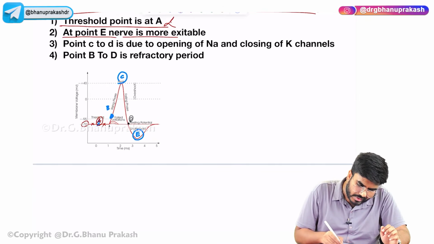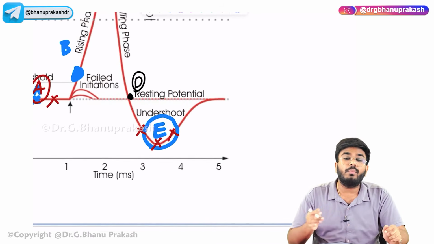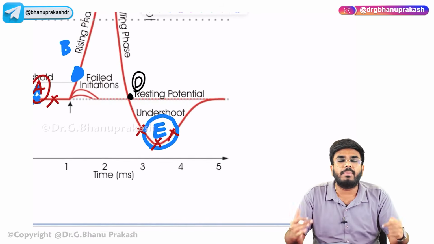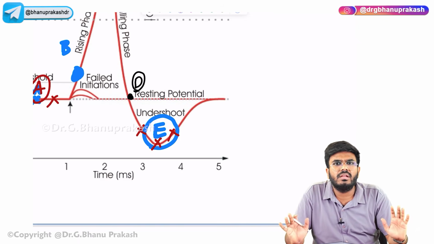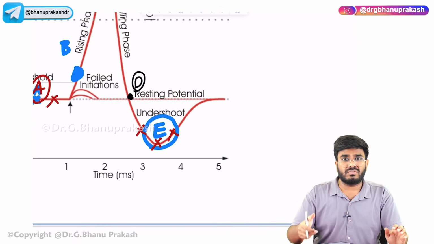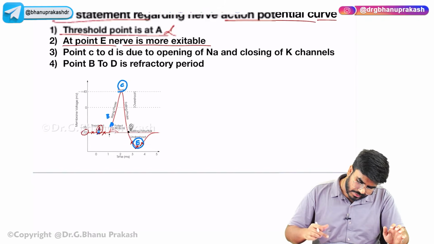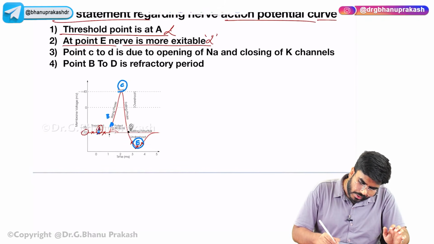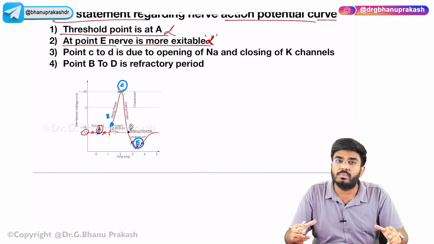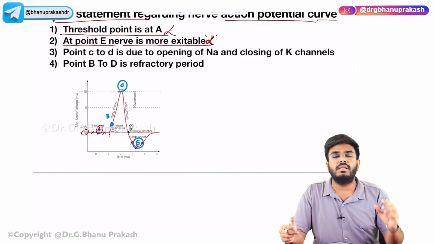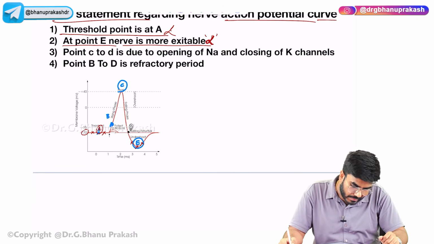At point E, nerve is more excitable. At the point E, see this area, the nerve is hyperpolarized. The part of the nerve is hyperpolarized. So nerve is not hyperexcitable. Okay, you have to give more stimulus actually. You have to give more stimulus to make the excitation. So this is the false statement because E is hyperpolarized state. Not easily excitable. You have to give more stimulus. Actually, the nerve is in relative refractory period. Actually, you have to give more stimulus to make the nerve excitable.